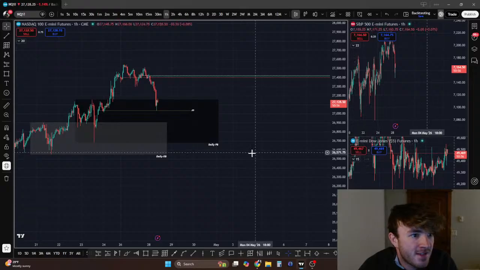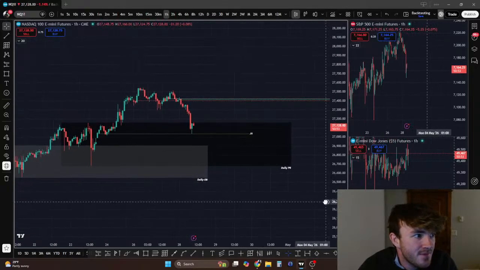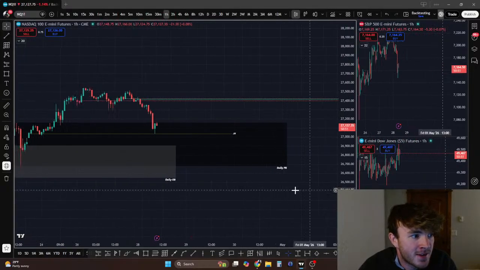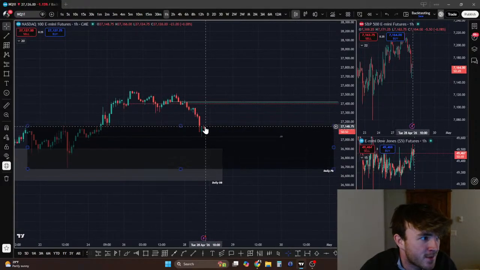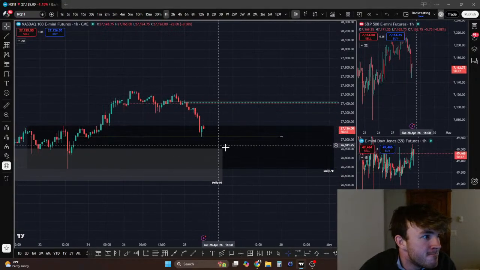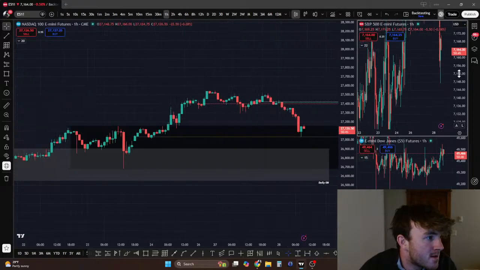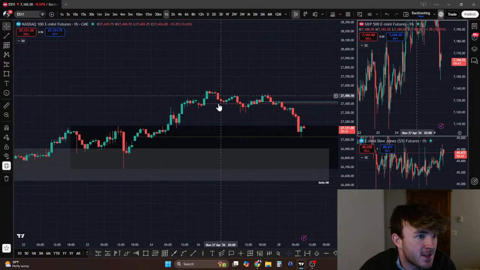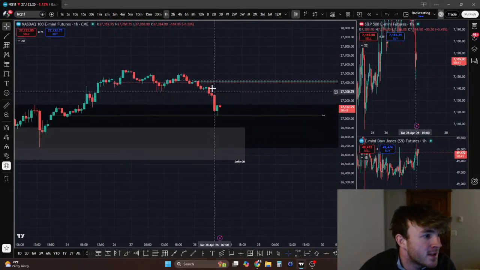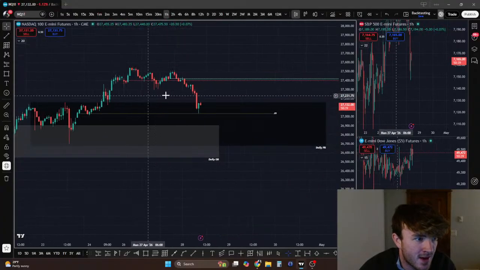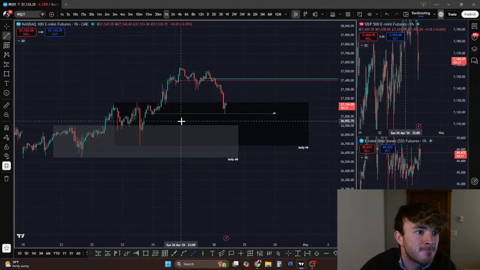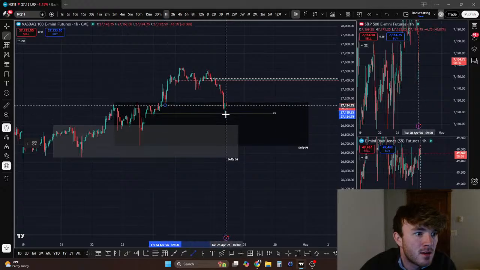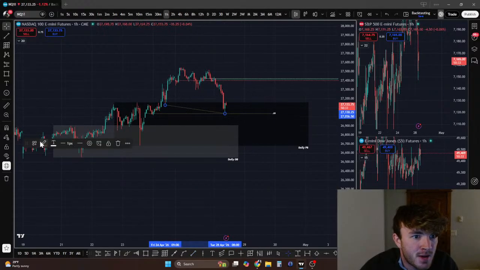I could just have it look like this all the time, but do I really want to do that? Not really. I'm not like a super fan of that. We do have a SMT with ES right here. No internal sweep. This is the problem, right? There's no internal sweep yet. But I'll still mark out the SMT.